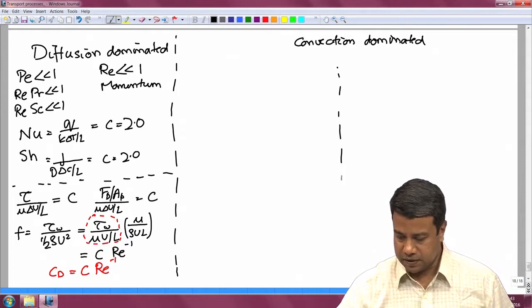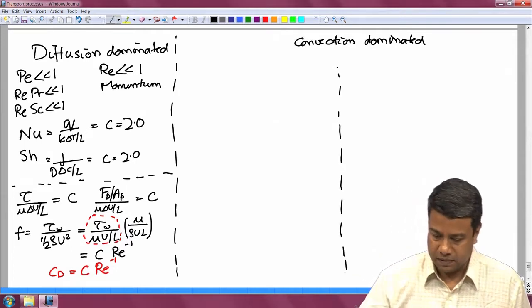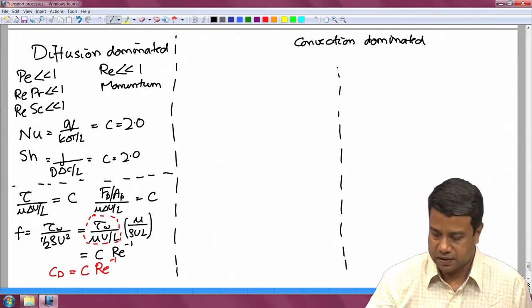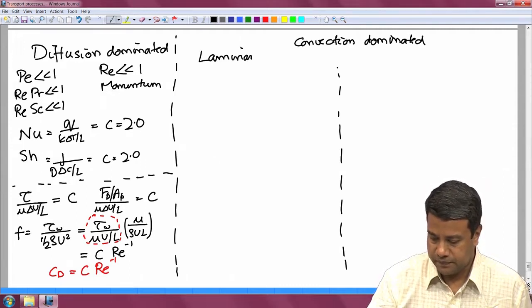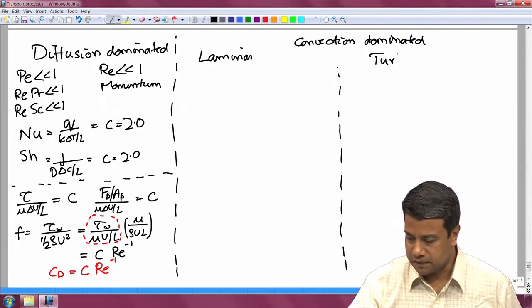In the convection dominated regime, you have two broad subcategories. One is for laminar flows and the other is for turbulent flows.